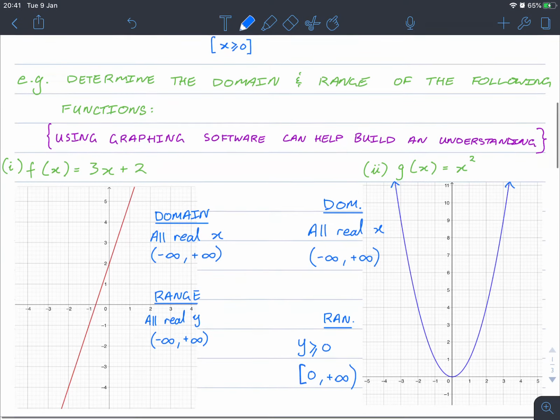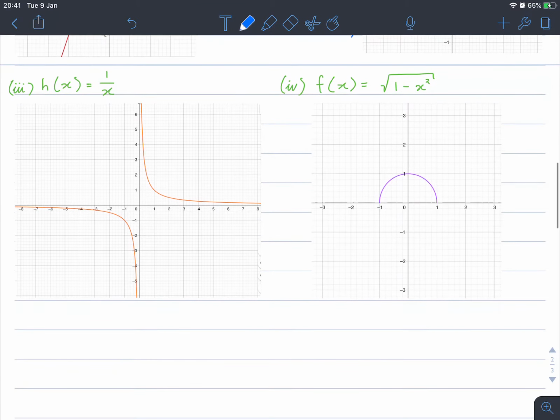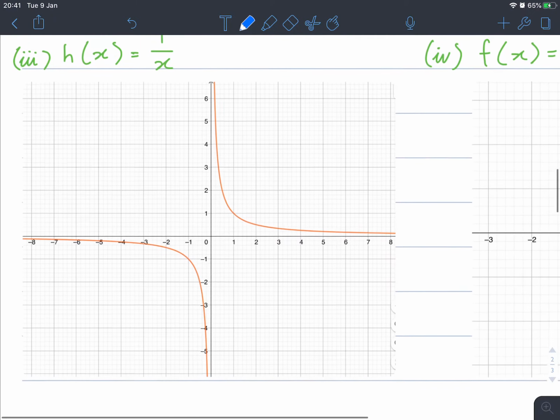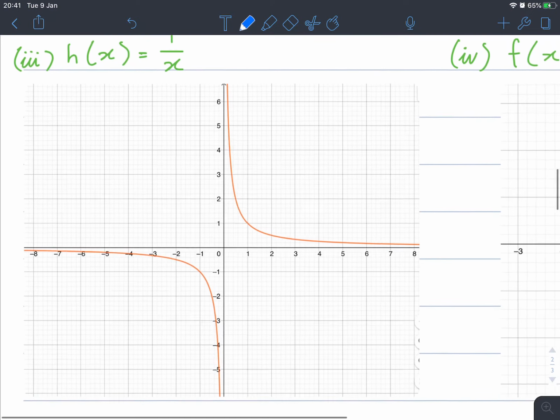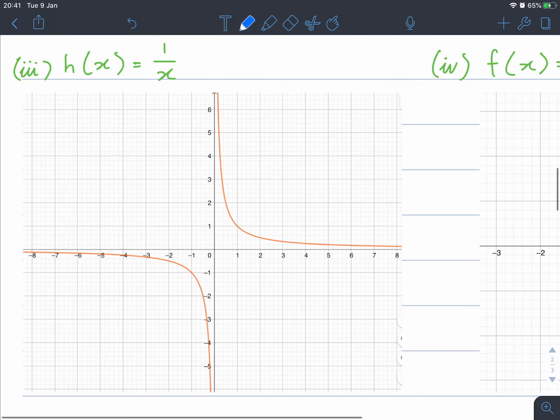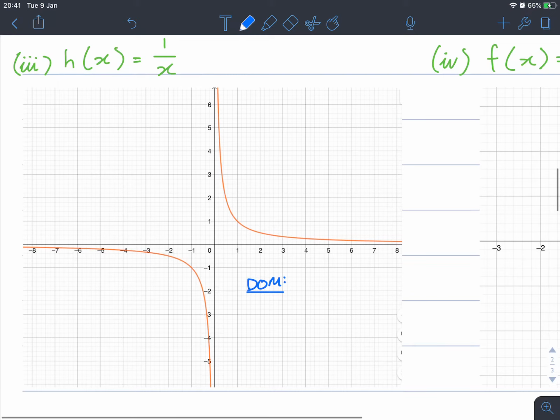Let's look at two more examples of the domain and range. Here is what's known as a hyperbola. The name of this is not so important. It's more the understanding the domain and range of this. Let's take a look at x values of the domain. Are there any restrictions at all that we cannot pick?